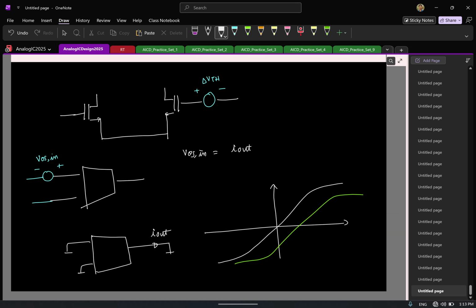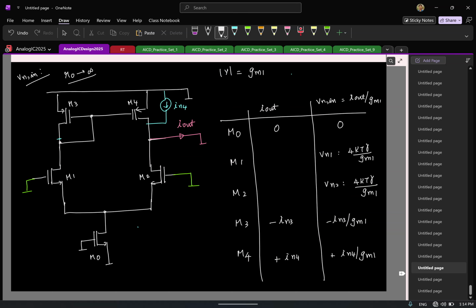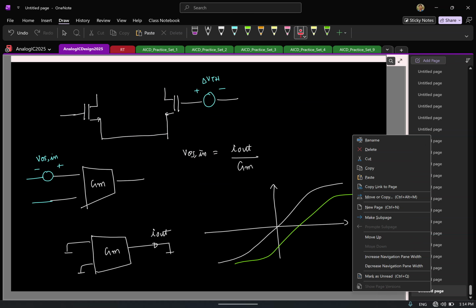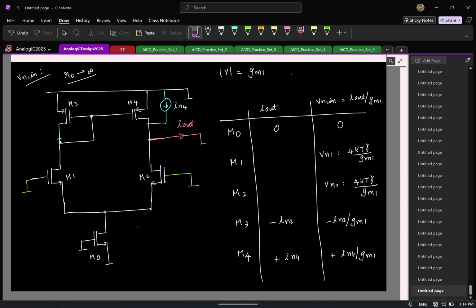In terms of IOT, what is my VOS in if this has a transconductance GM? By the same thing we did for noise, you consider the mismatches in the transistor, make the input 0, find the current, and divide by the gain from the input voltage to the output current. That gives the input referred offset. Right? I can do it in just one shot easily for this. So let's do that here.